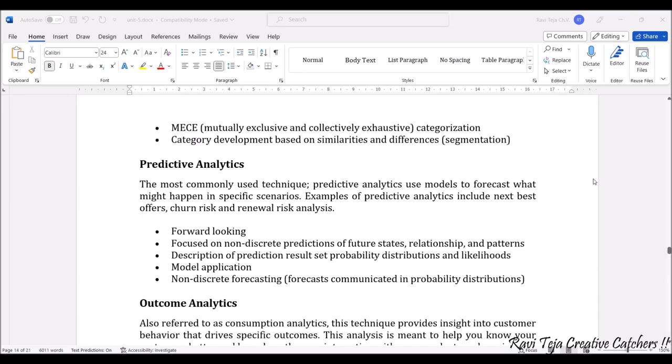Coming to predictive analytics, the prediction is done here based on several data patterns. It is forward looking, focused on non-discrete predictions of future states, relationships as well as patterns, description of prediction like probability distributions or likelihoods, model application, and non-discrete forecasting also is considered.